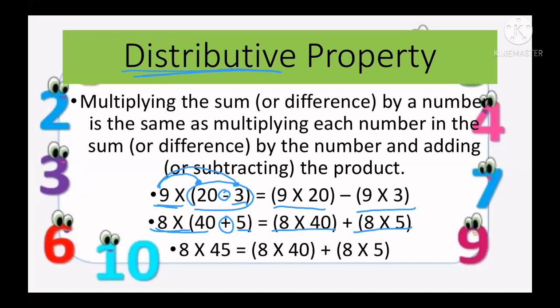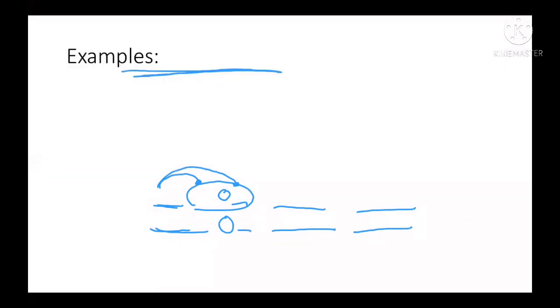So that's how it goes. I will show you more examples. So I have here 2 times (3 plus 1). To do the distributive property, I will distribute 2 inside the bracket.